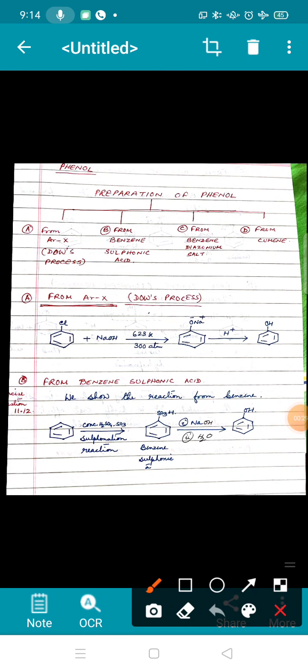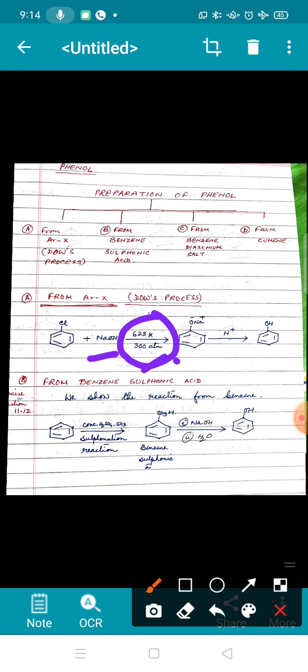So you know that haloarenes are very difficult to undergo nucleophilic substitution reaction. I hope you remember there were several reasons. One of the reasons is because of resonance. The carbon halogen bond is partially double, so it is very difficult to break. There are other reasons too. So when it is treated with NaOH, since the reaction is difficult, it will require drastic condition. So it demands 623 Kelvin and 300 atmospheric pressure.